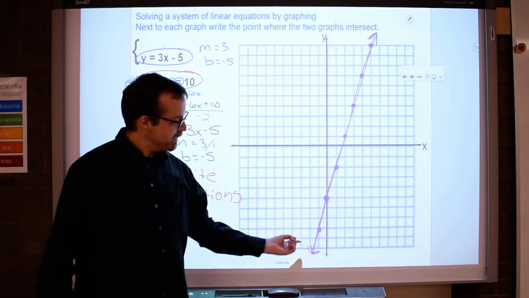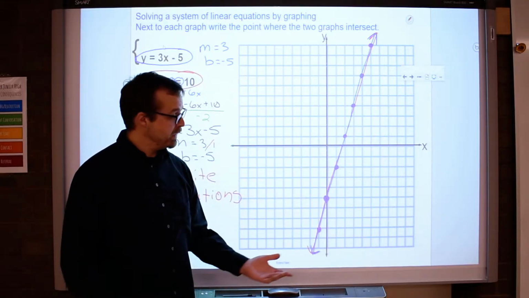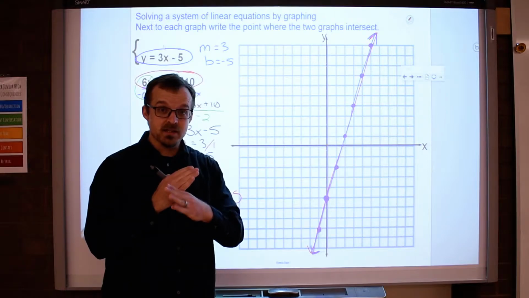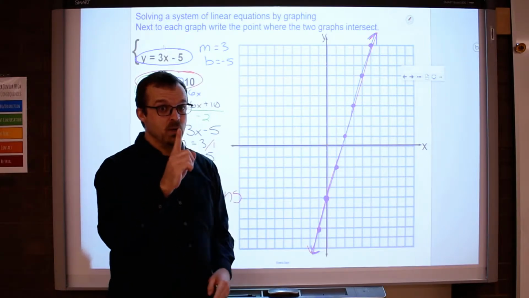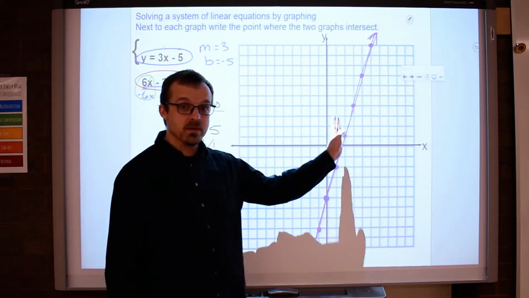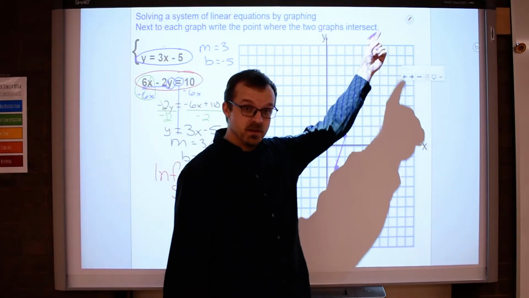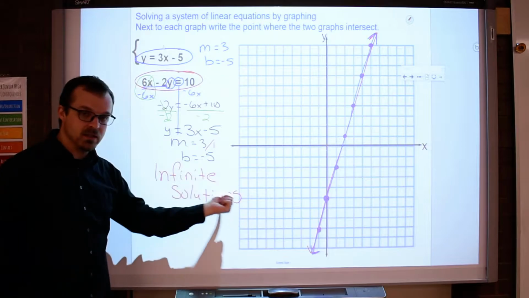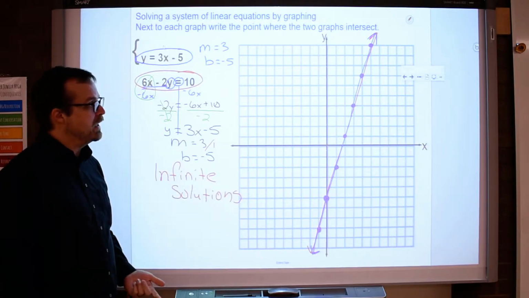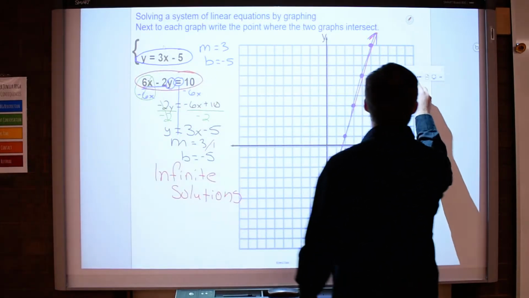Yep. So we have infinite solutions here because we have all points touching, right? It's where the lines intersect. If they intersect at one point, you're going to have one solution. But if they intersect at all points, then you're going to have all of those solutions. And because these lines keep on going off to infinity in both directions, we're going to have an infinite amount of solutions. Let's continue on.